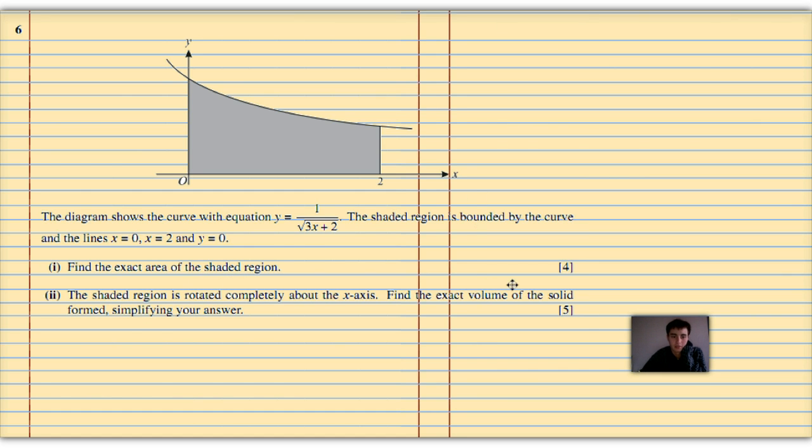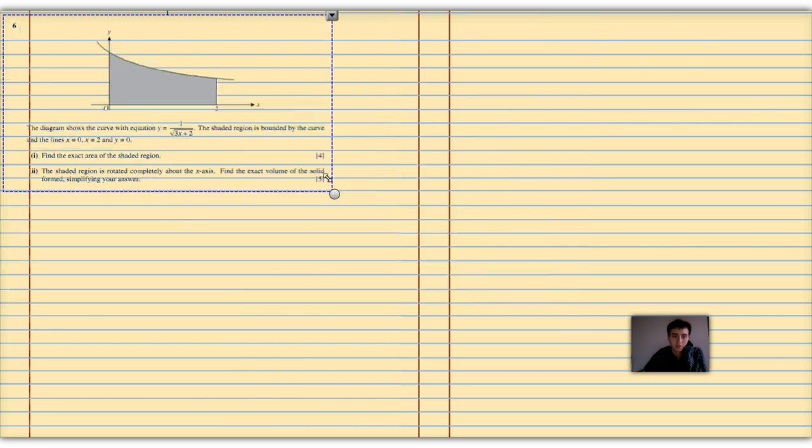Okay, let's start with part 1 before we move on to part 2. So I'm just going to make that smaller. Part 1. So we've got to find the exact area of the shaded region. So y equals 1 over square root of 3x plus 2. I'm just going to rewrite that because it comes in useful later. 3x plus 2 to the minus half. Lovely.